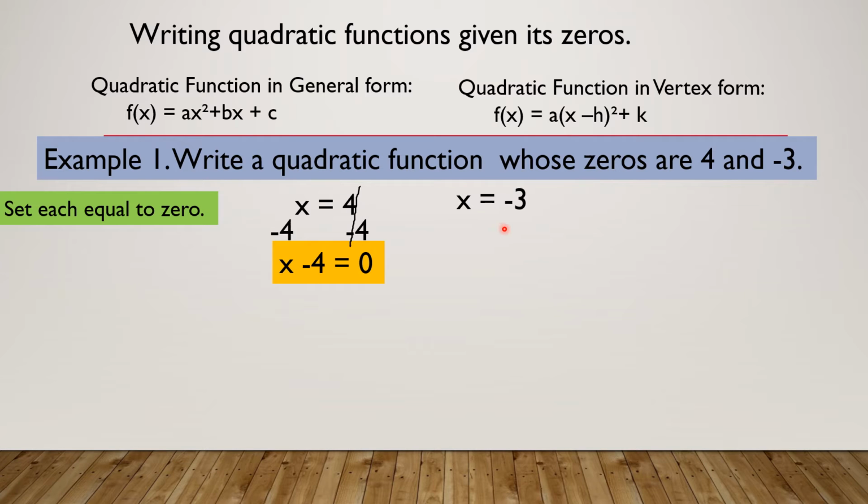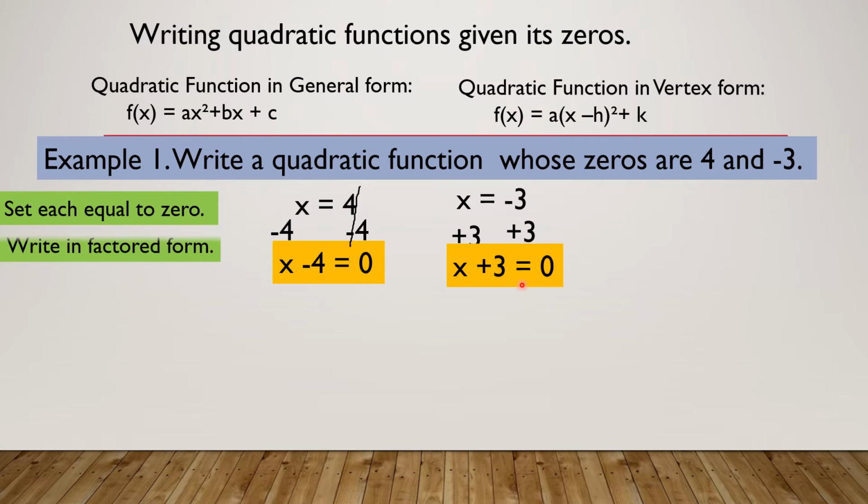Here, since it is negative 3, we should add positive 3, then positive 3 on the other side too. Both sides of the equation need it to stay balanced. We copy the left side, x plus 3, and the right side is now 0, since negative 3 plus positive 3 is equal to 0. So we now have x minus 4 and x plus 3. Next is to write in factored form. First we write f(x) is equal to the quantity x minus 4 times x plus 3.